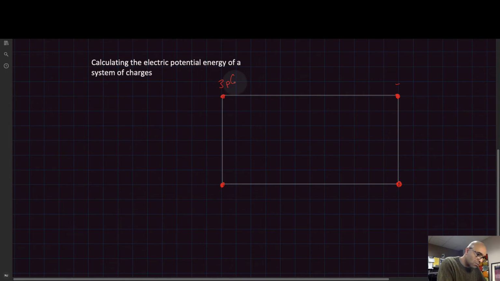This charge is 3 picocoulomb. This charge is minus 6 picocoulomb. This charge is 7 picocoulomb. And this last one is minus 2 picocoulomb. Pico is 10 to minus 12 as an index. All right, so now we have this distance is 1 meter, and this distance here is 2 meters. And we need to find the electric potential energy needed to keep this system together.